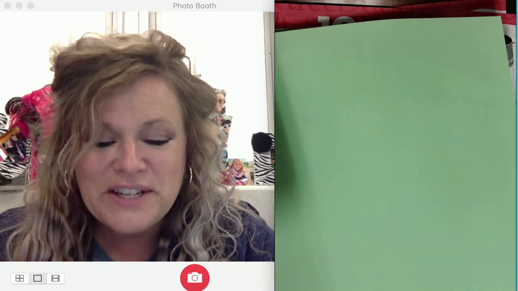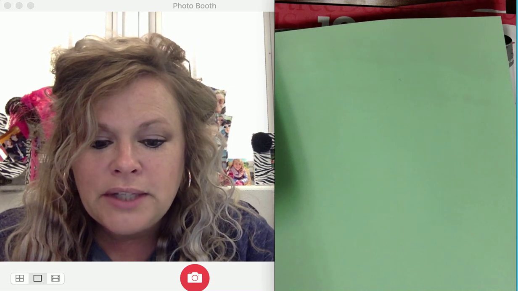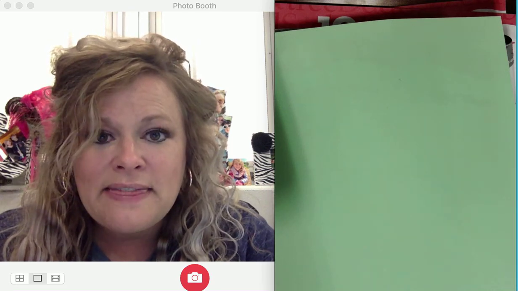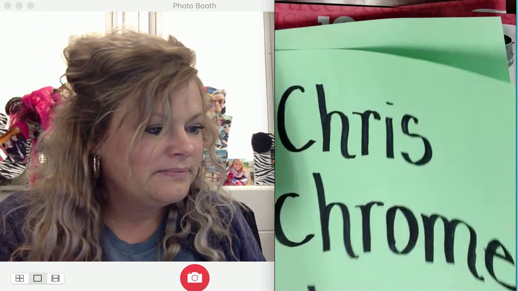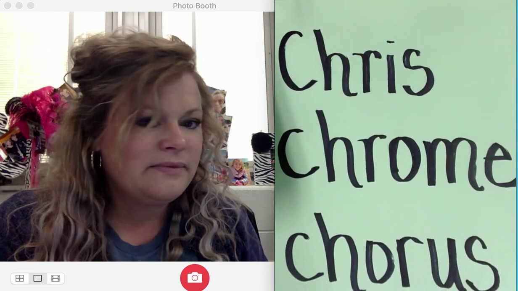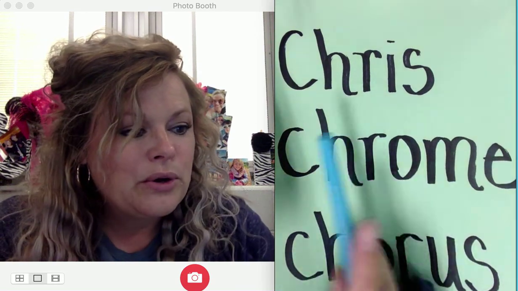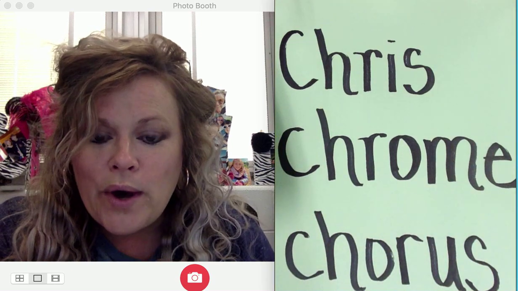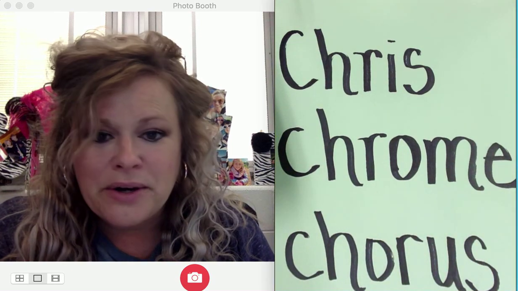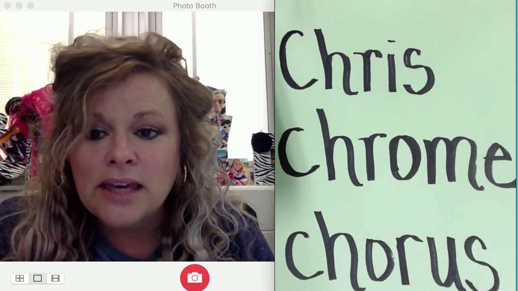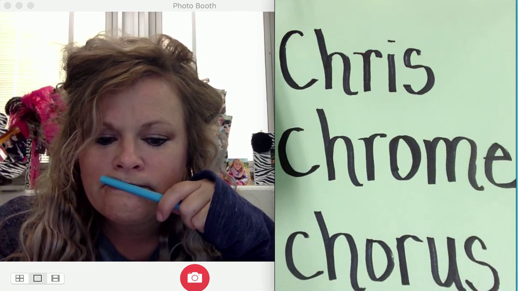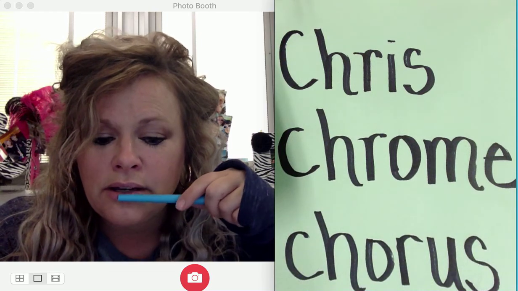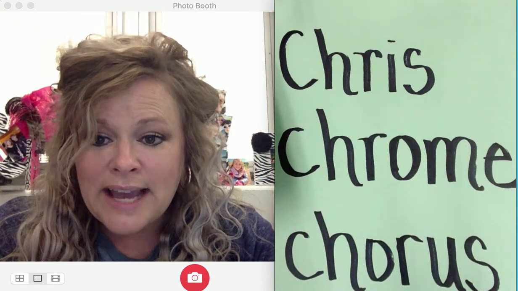K. Very good. Look at these words and see what is making that k sound. You might be surprised. Here are the words Chris, chrome, and chorus. What is the pattern in the initial position that is giving us the k sound? The C and the H. Very good. The C and the H is a digraph.